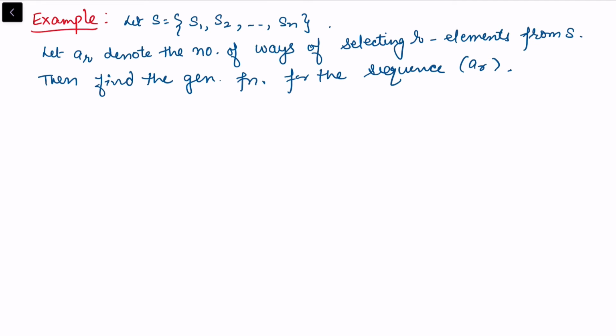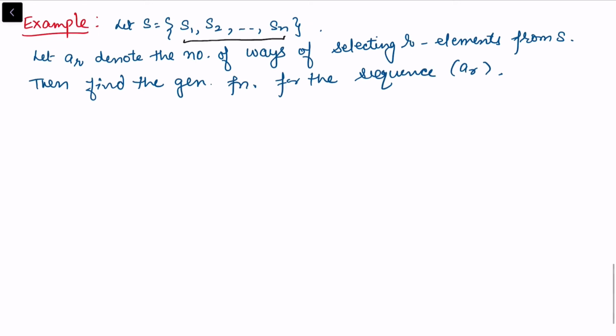So now look at one more example, and here the set S is given as S1, S2 up till Sn. There are n objects given in the set, and again we can see that S1 is multiplied by 1, or I can simply write it like 1 into S1 and then 1 into S2. These are the objects. And let AR denote the number of ways of selecting R elements from the set S. I want to select R elements.